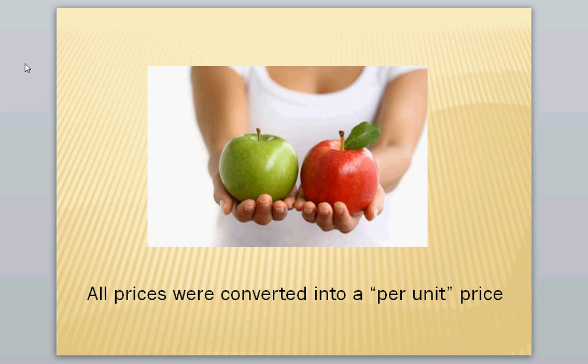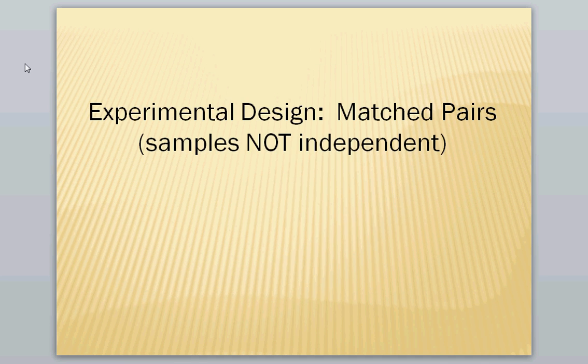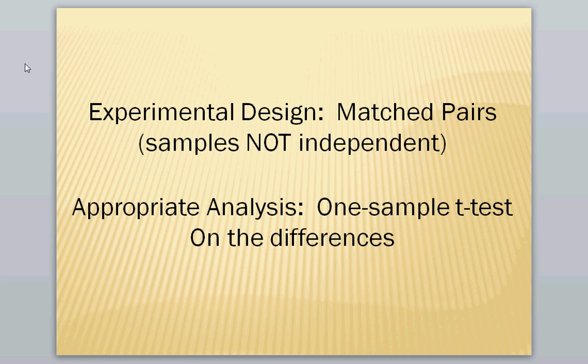Of course, I wanted to be sure I was comparing apples to apples, so I converted everything to a per unit price. For most of the grocery items, this was a per ounce price. This was a matched pairs design because the items that I compared at each store were the same, meaning that the Costco and Walmart samples were not independent. The appropriate way to analyze data from a matched pairs design is to first compute the differences within each pair and then do a one-sample t-test on the differences.